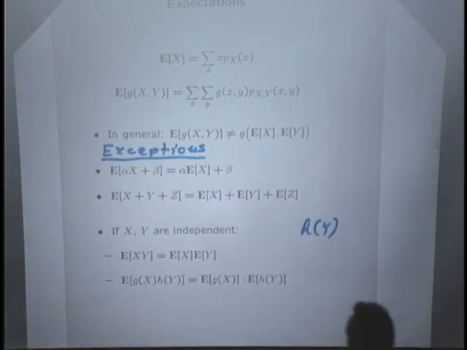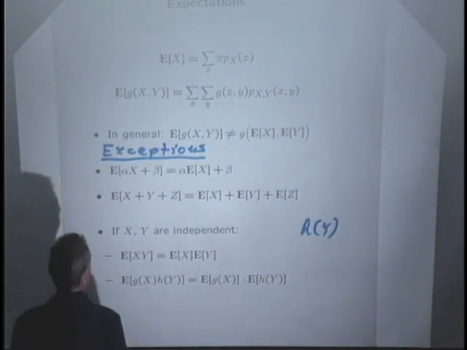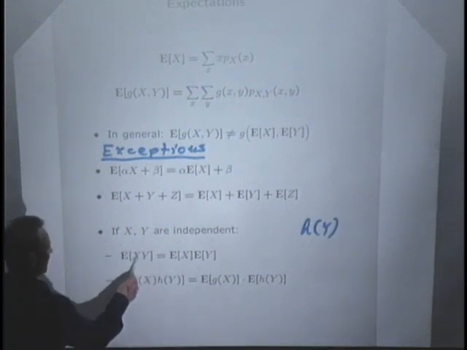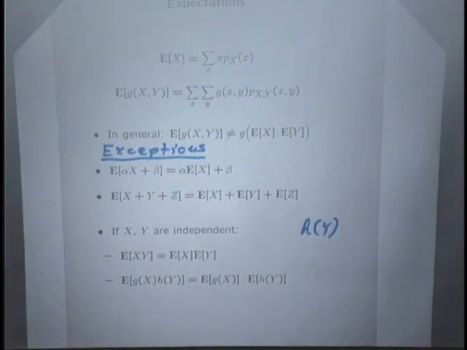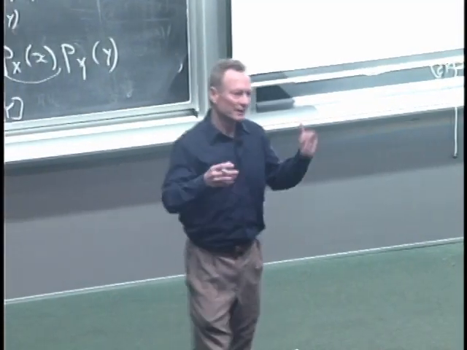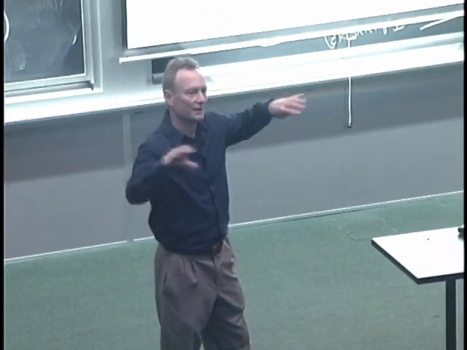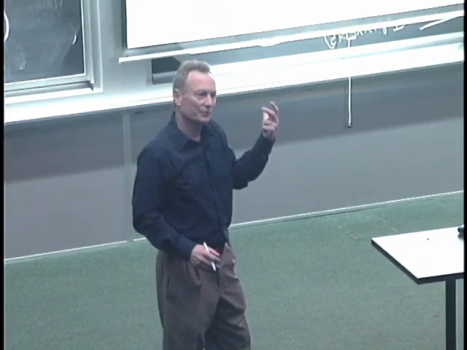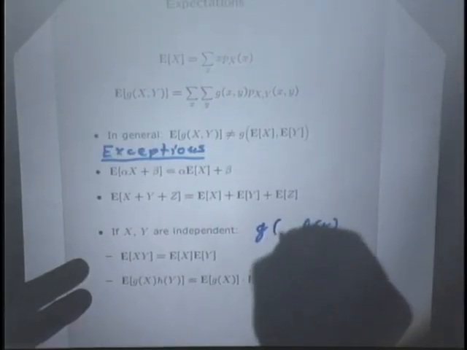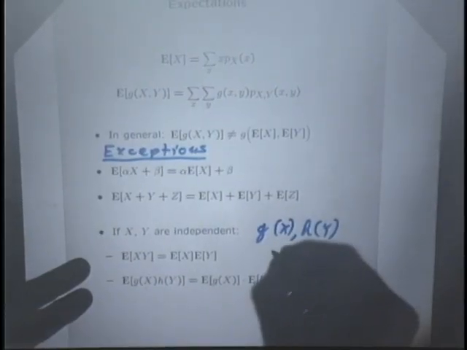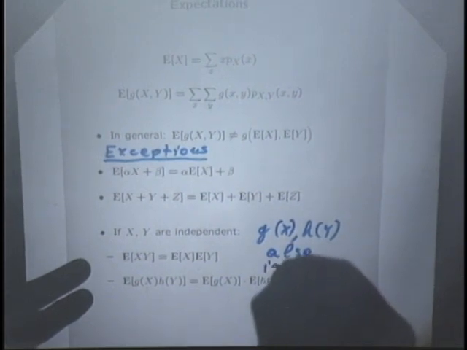Now, if x tells me nothing about h of y, could g of x tell me something about h of y? No. So the idea is that if x is unrelated to y, doesn't have any useful information, then g of x could not have any useful information for h of y. So if x and y are independent, then g of x and h of y are also independent.